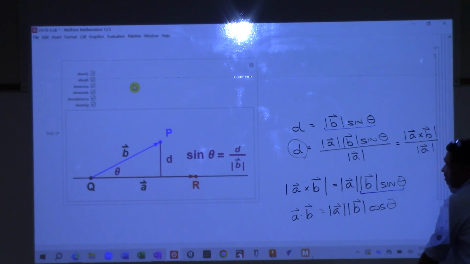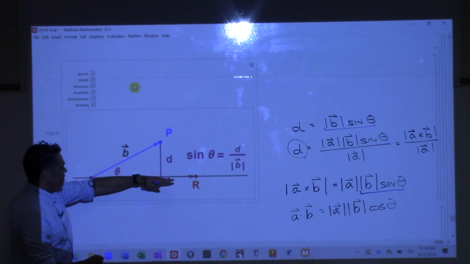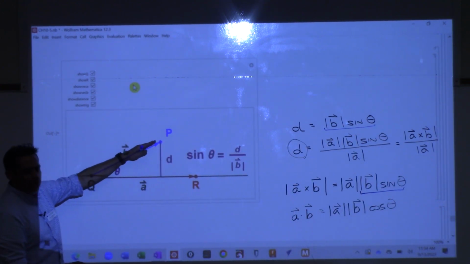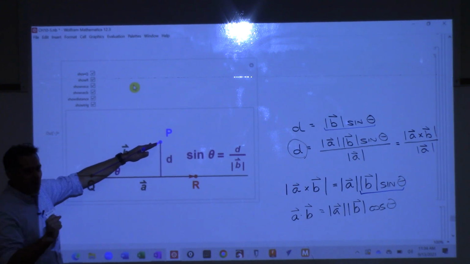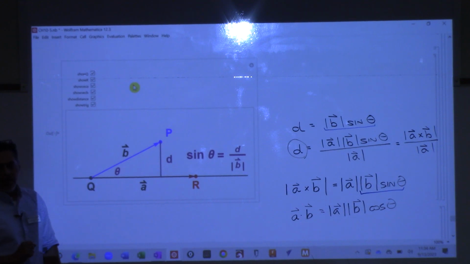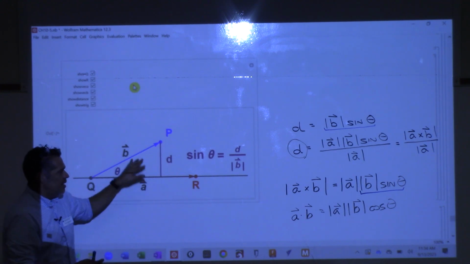So if I want to know this distance, all I need to do is take this vector, cross it with this vector, find the magnitude of that answer, and then divide it by the magnitude of that vector, and that will be the distance. It's hard to convince yourself geometrically that that's the case, but this doesn't lie, right?